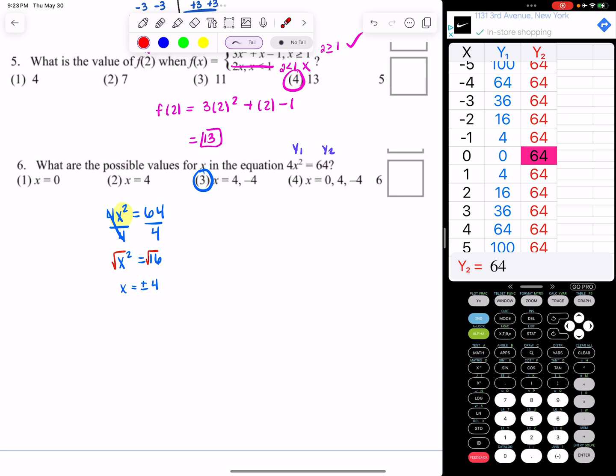Those are not equal to each other. At choice 2, I have 4, and that gives me 64 and 64, but I should still check choice 3, because at negative 4, I get 64 and 64. So it's got to be choice 3.